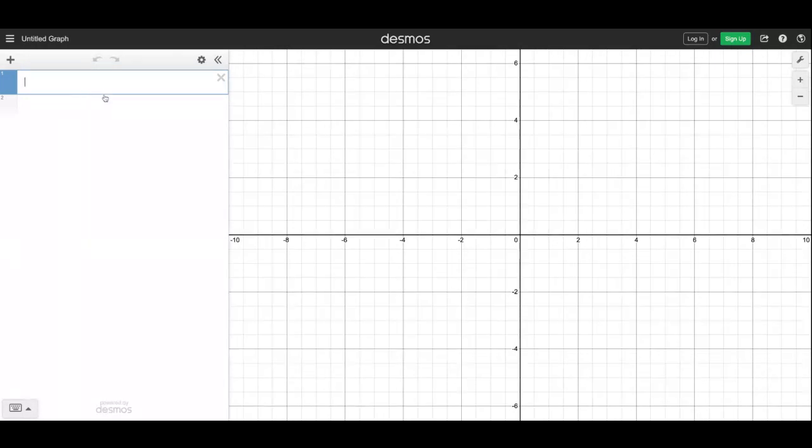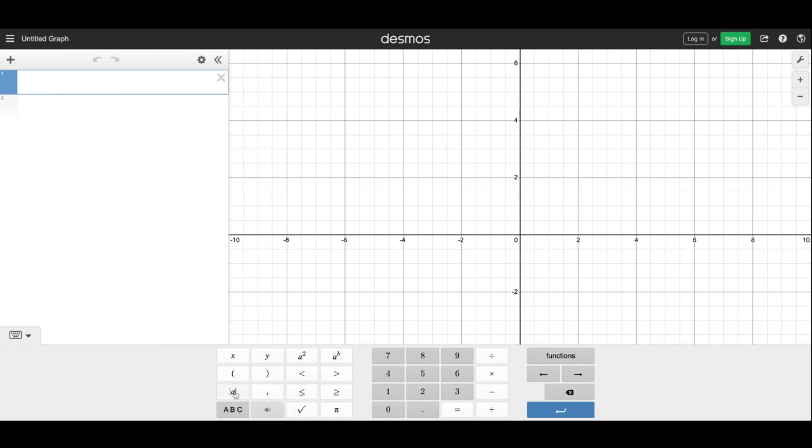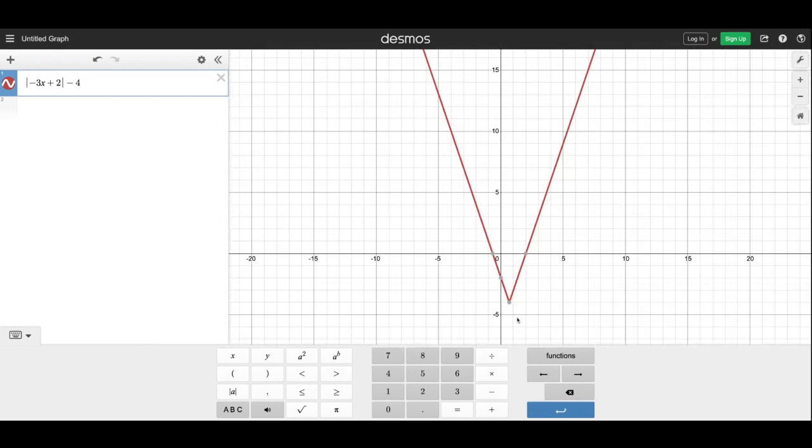I wasn't 100% sure on the graph of that. I knew it was going to shift down 4 units. I knew that. But is it going to shift to the left or to the right? I really have negative 3/2 in there. So to be on the safe side, I'm going to graph this out. I've got negative 3x plus 2, absolute value symbol, and then minus 4.